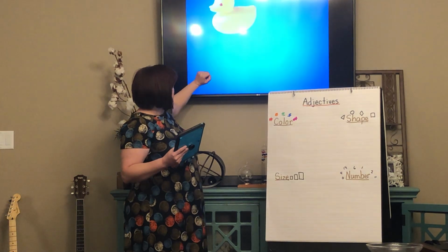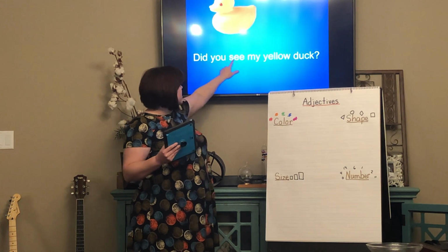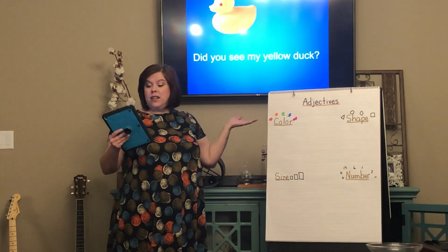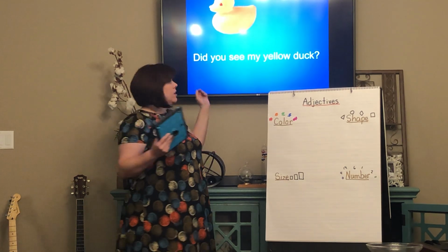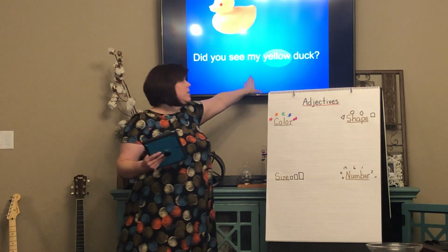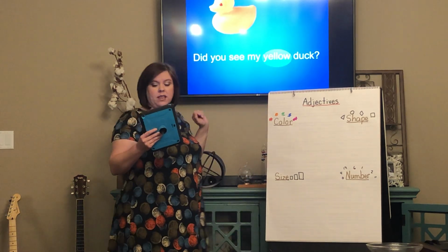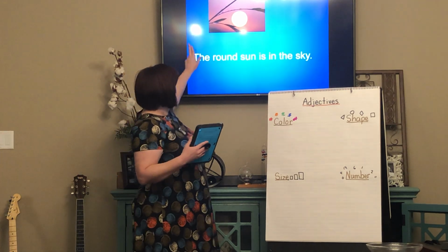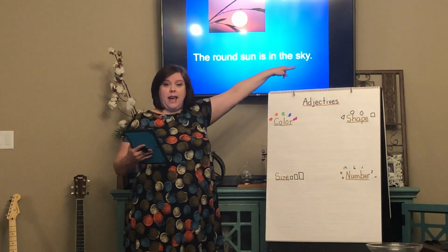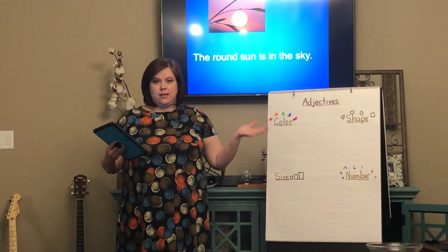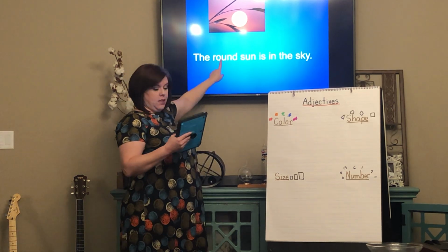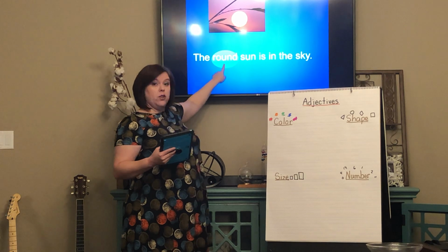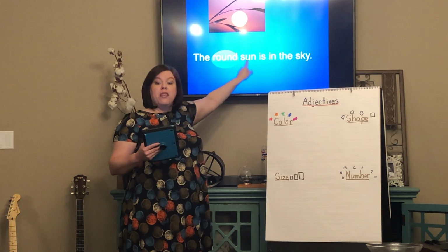Let's look at this. Did you see my yellow duck? What color is the duck, boys and girls? That's right, it's yellow. Yellow tells us more about this duck. Now here's one that's going to talk about shape. The round sun is in the sky. What shape is the sun in this sentence? That's right, it is round. The word round tells us about the sun.